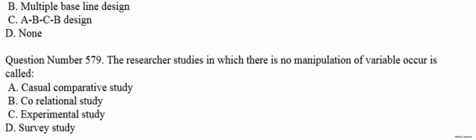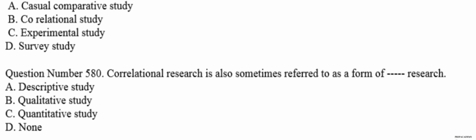Question number 579. The research study in which there is no manipulation of variables is called A. Casual comparative study. B. Co-relational study. C. Experimental study. D. Survey study. The correct answer is option B. Co-relational study.